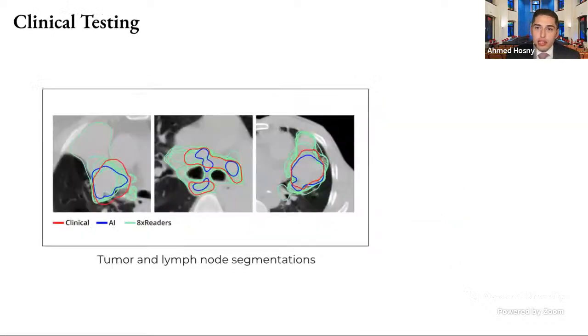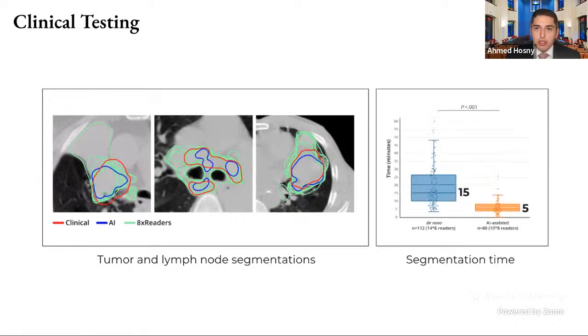We also did a clinical testing where we involved eight doctors from our hospital to participate in an experiment. And so in red, you have the doctor segmentations, these that were used to actually treat these patients. In blue, you have the automated segmentations. And in green, you have eight segmentations by the eight doctors taking part in our experiment. And you can clearly see the variation in these doctors' segmentations.